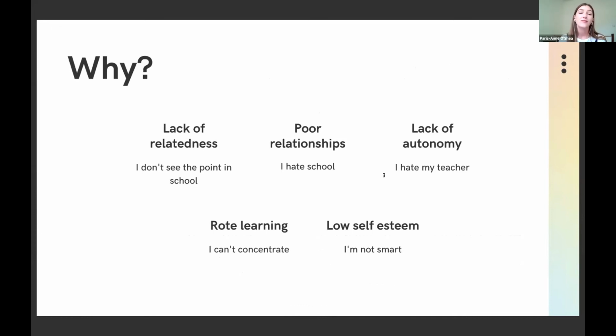So one of them is lack of relatedness. They don't see the point in school. Poor relationships between teachers, students, and the environment itself. A lack of autonomy. I hate my teacher. I hate being told what to do. Rote learning, so actually the style of teaching, sitting within a classroom environment, not being able to concentrate. And then low self-esteem, which I think relates back to the aspiration gap that I mentioned earlier.